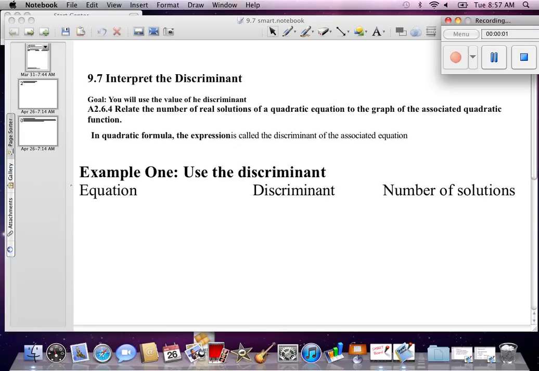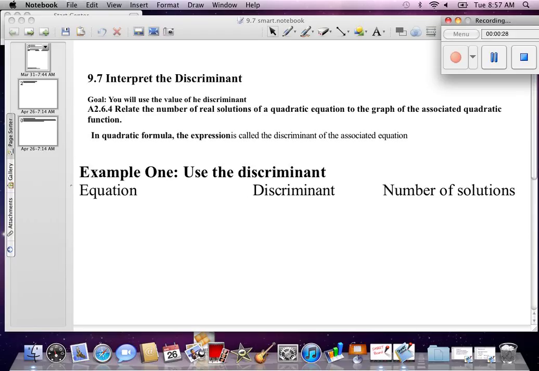Interpreting the discriminant. I know it sounds like a really big word, but it's not complicated at all. The discriminant is what's underneath the square root sign. So all we're dealing with is b squared minus 4ac. That's all we're looking at today. We're not doing the rest of the equation, just underneath the radical, b squared minus 4ac.